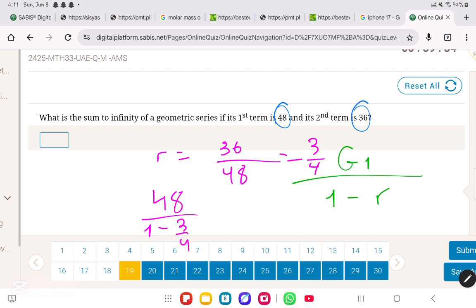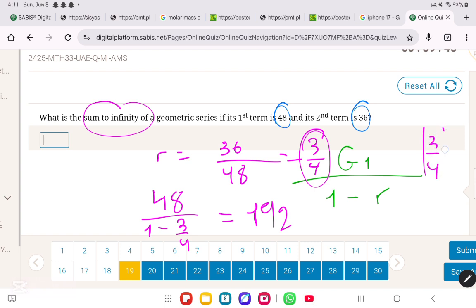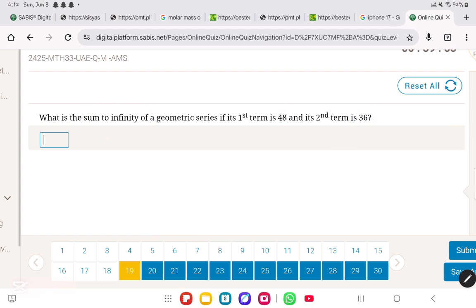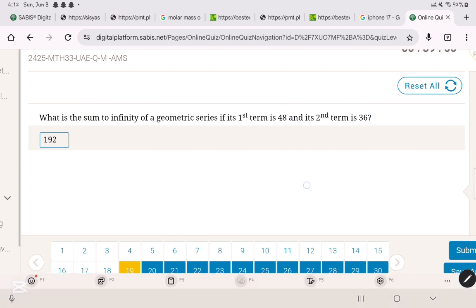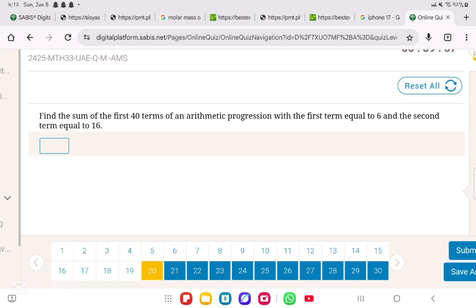Put it on the calculator, and you will get your answer, which is the sum to infinity, which is 192. Notice, since the absolute value of the common ratio is less than 1, that means the sum to infinity converges. Okay, so very simply, in this case, our answer is 192. We move on to question number 20.